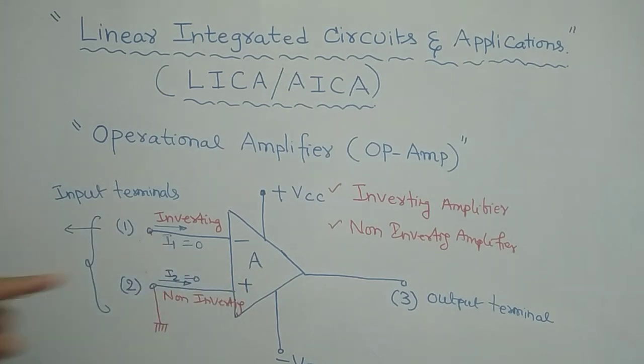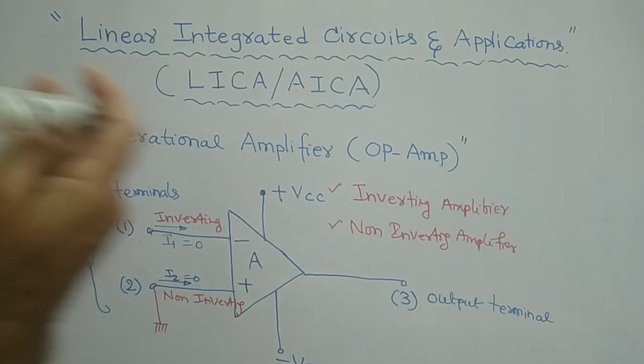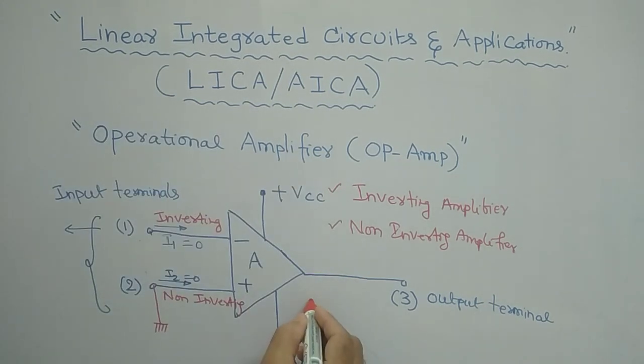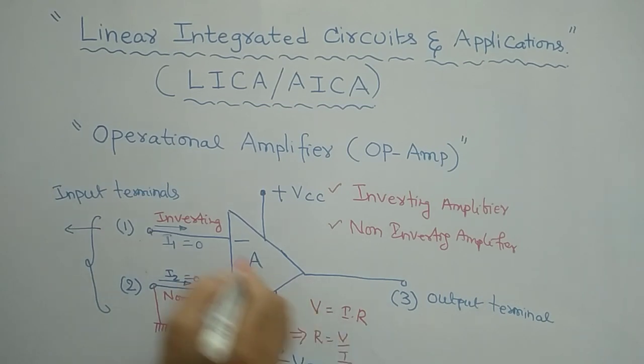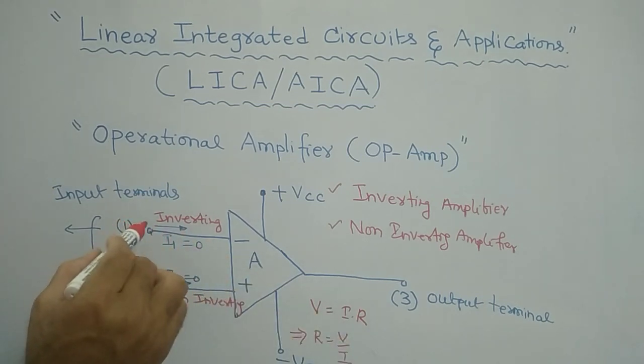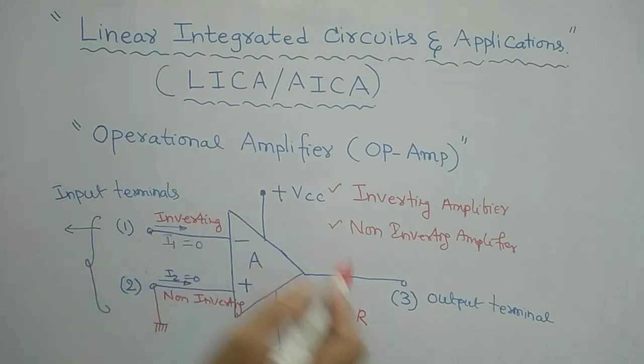If the current is 0, according to Ohm's law, what is our Ohm's law? V is equal to I into R. This implies R is equal to V by I. You can take either terminal 1 or terminal 2. In either case, the current is 0, therefore V by 0, something by 0, is equal to infinite. So R is equal to infinite.